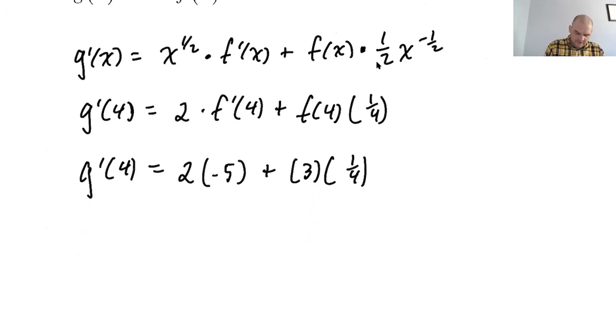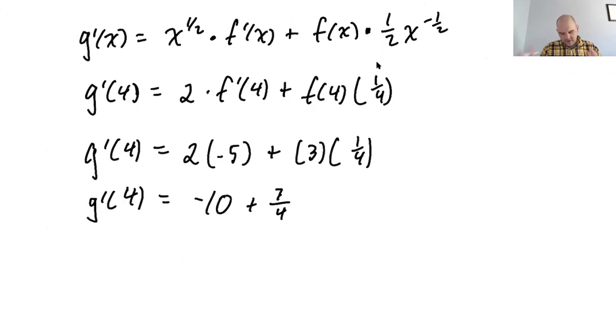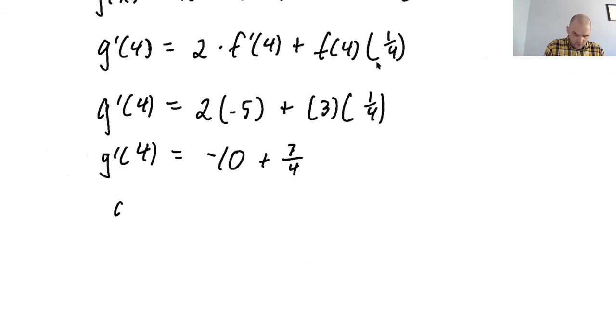Okay, negative 10 plus 3/4, which is like something. G prime of 4: negative 40 plus 7 is negative 33 over 4. G prime of 4 is negative 33 over 4.